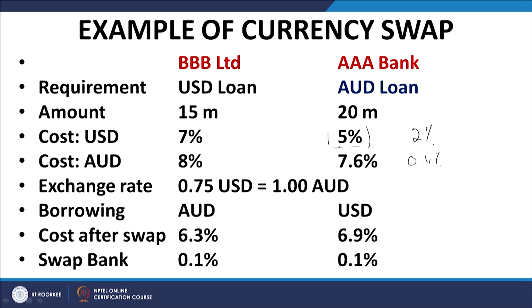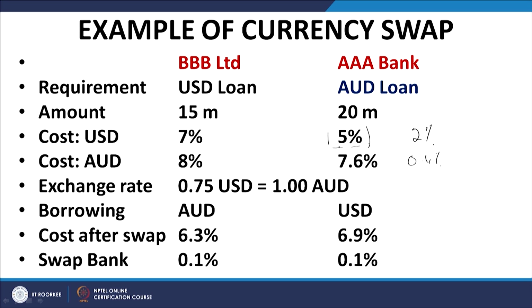And then they enter into the swap, they would obviously be saving in terms of cost. Let's look at it. If BBB borrows its own US dollars, it has to pay 7%. AAA borrows Australian dollars, it has to pay 7.6%. That comes to 14.6%. However, if BBB borrows Australian dollars, that's 8%, and AAA borrows US dollars, that is 5%, the cost is only 13%. So, the difference in cost is 1.6%.